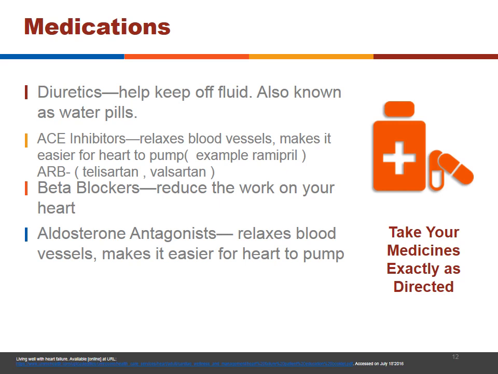ACE inhibitors, the function basically relaxes the blood vessels, makes it easier for the heart to pump, like ramipril. ARBs are telmisartan, valsartan. Beta blockers reduce the work on our heart. Aldosterone antagonists relax blood vessels and make it easier for the heart to pump.